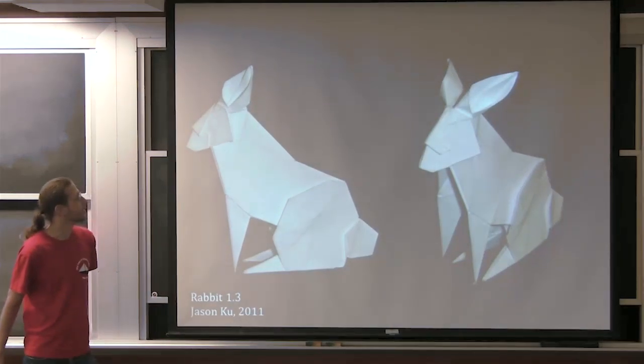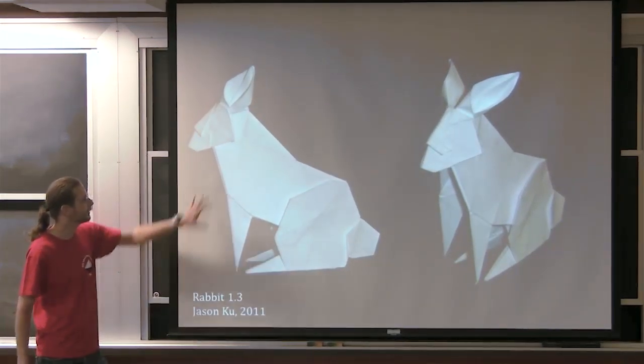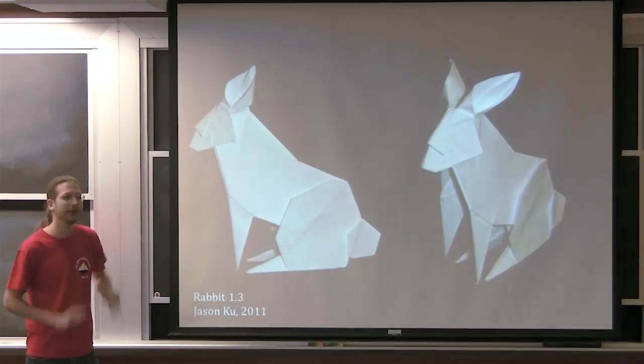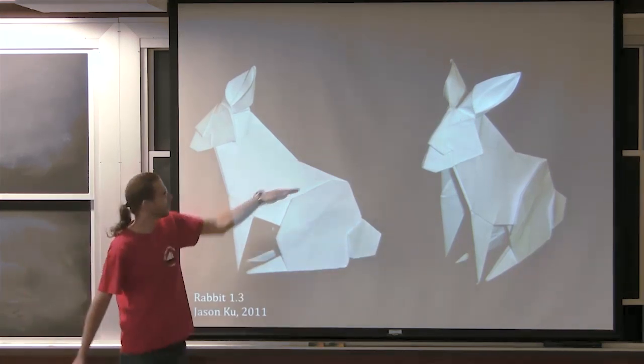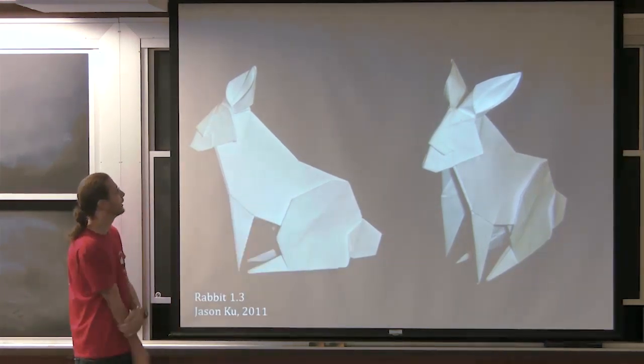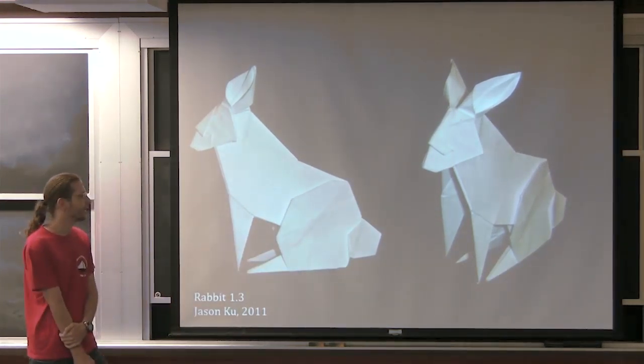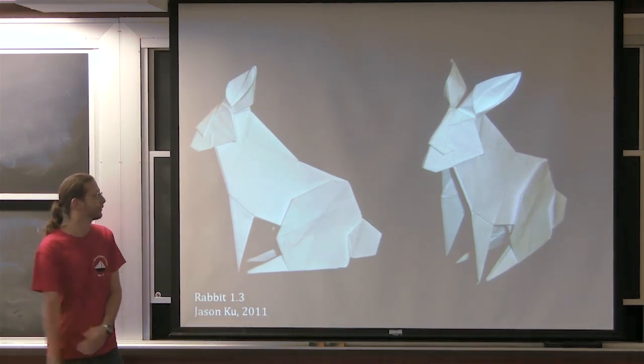We have a little rabbit. This is kind of in the traditional style that he showed, where you've got really sharp crease lines that really define the form. I assume that's what he was going for here.